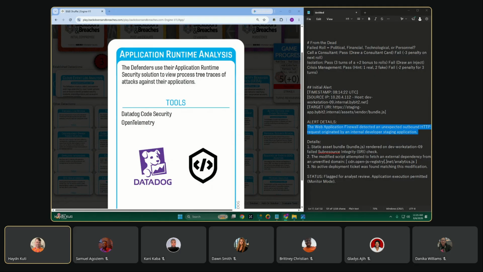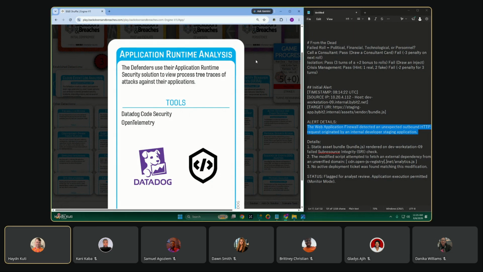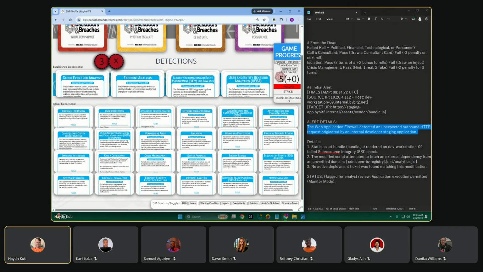I think yes, we can, because the information is about HTTP requests. So I think that might be a good one. All right. Here we go then.